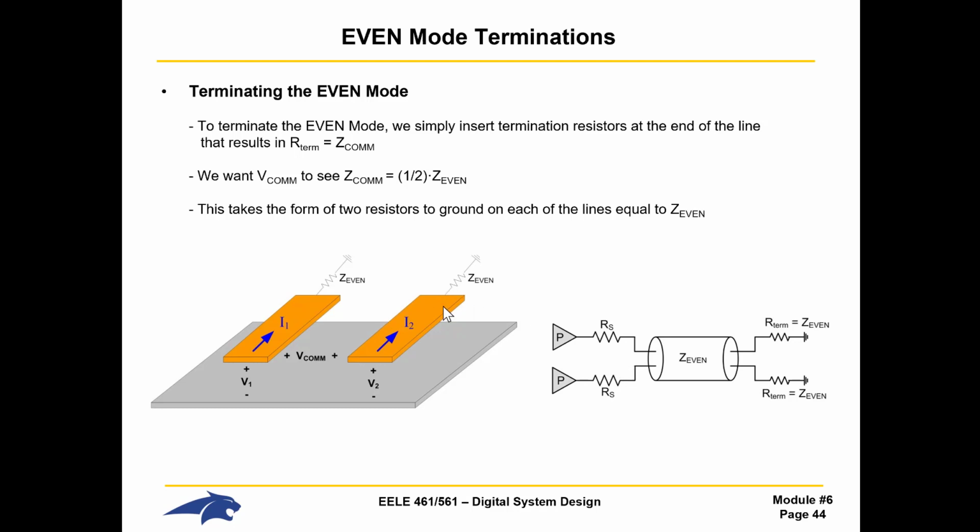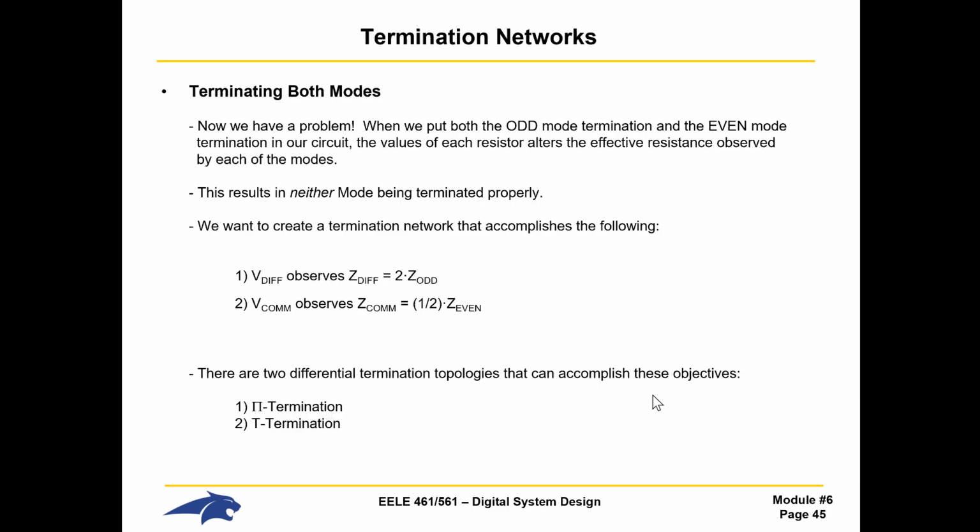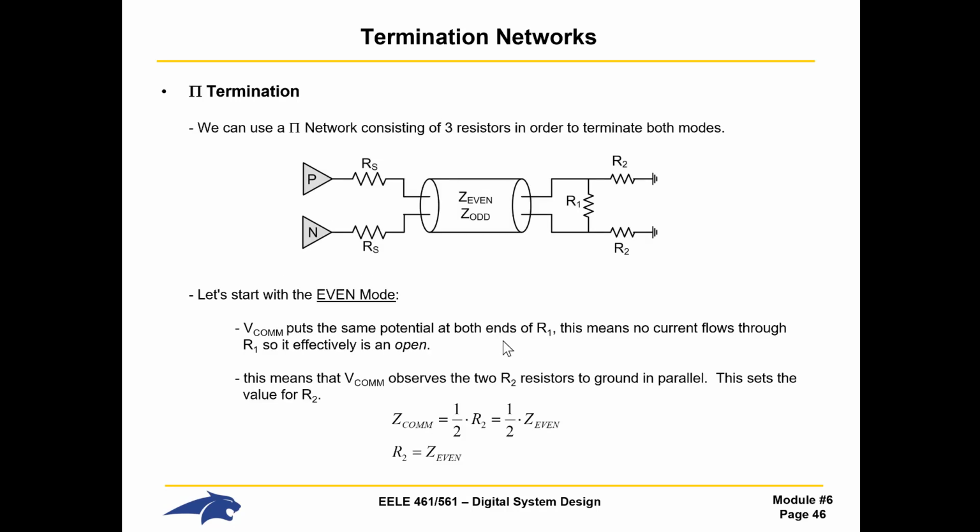Here's the trick though. If it was not coupled, you put Z not to ground on both of them. And that makes sense because that's what we do with single-ended. So here's the problem. You can't do both of these at the same time using those values I just gave you, or else they interact together. You don't just slap resistors on top of resistors and pretend that they act independently. They always interact with each other. So we have to come up with a way to terminate both. And it turns out there's two topologies called a pi termination and a T termination that you can use to accomplish both objectives.